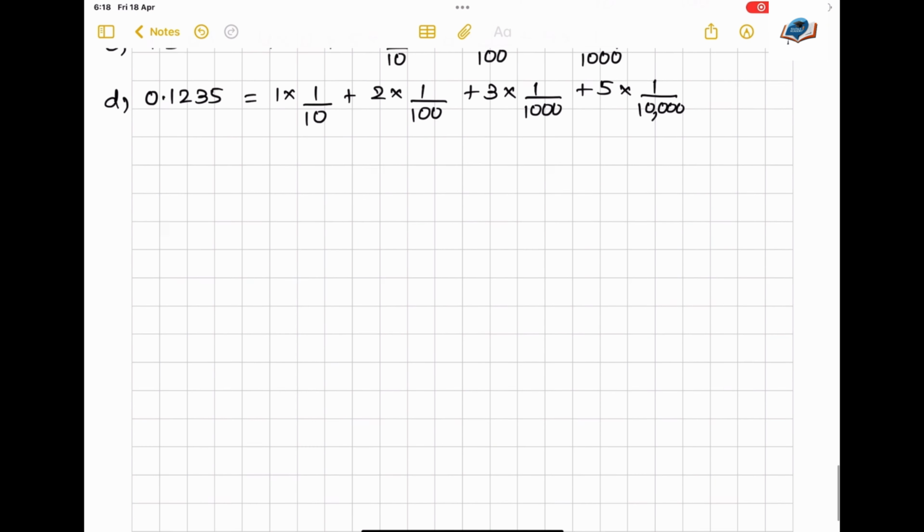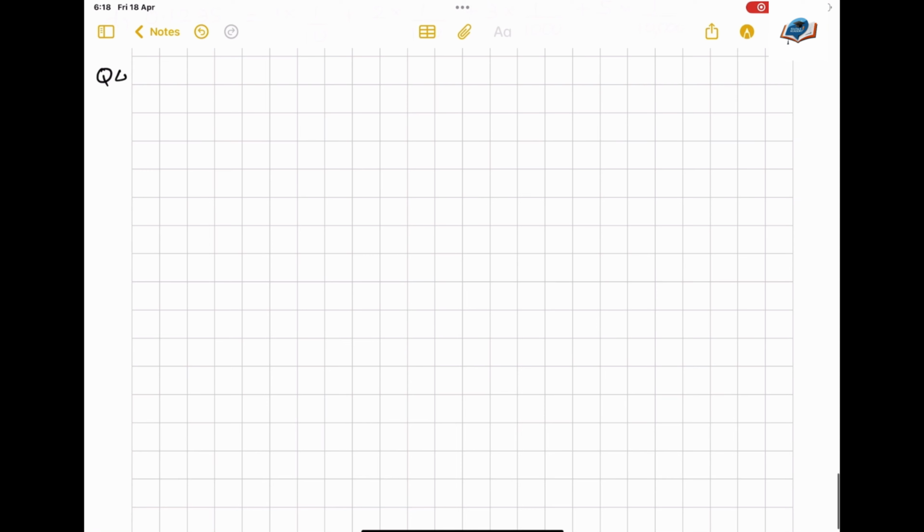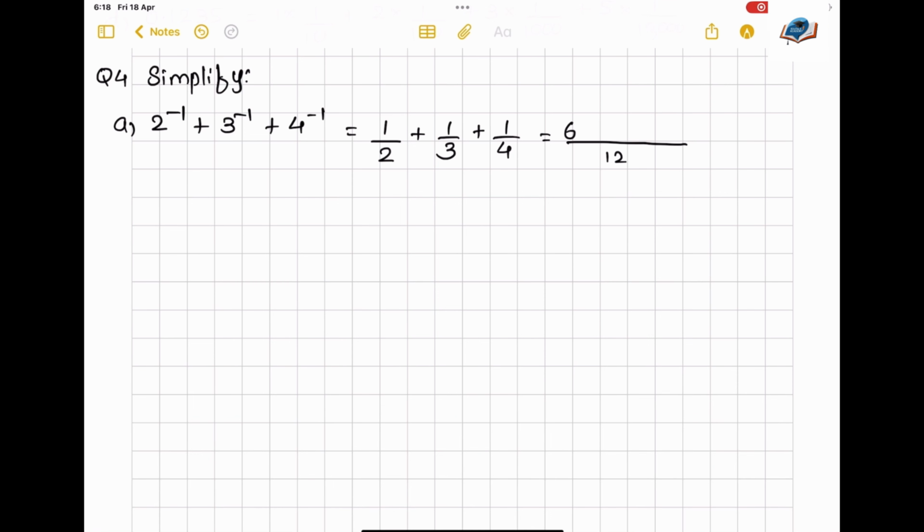Now question 4 says simplify. The first one says 2 raised to minus 1 plus 3 raised to minus 1 plus 4 raised to minus 1. So, can I write a raised to minus 1 as 1 upon a? So here I am writing 1 upon 2 plus 1 upon 3 plus 1 upon 4. So if you see carefully, LCM will be 12. 2 6s are 12, so 1 6s are 6, 3 4s are 12, so 1 4s are 4, and 3 is 3, so 6 plus 4 plus 3, 13 upon 12.